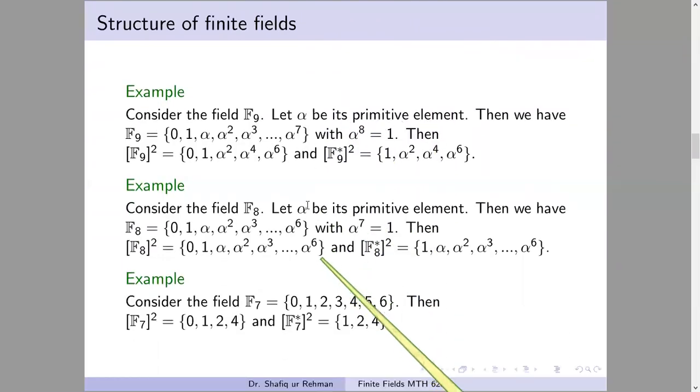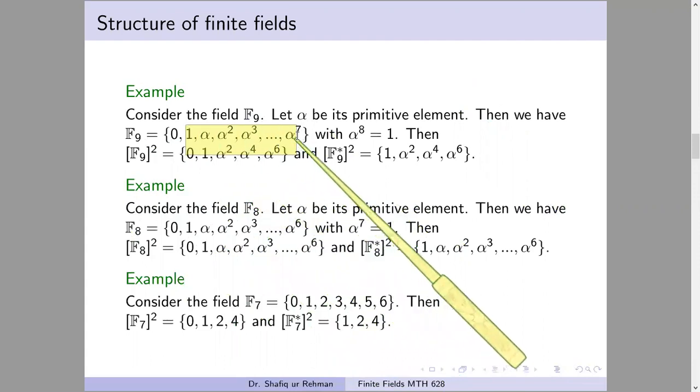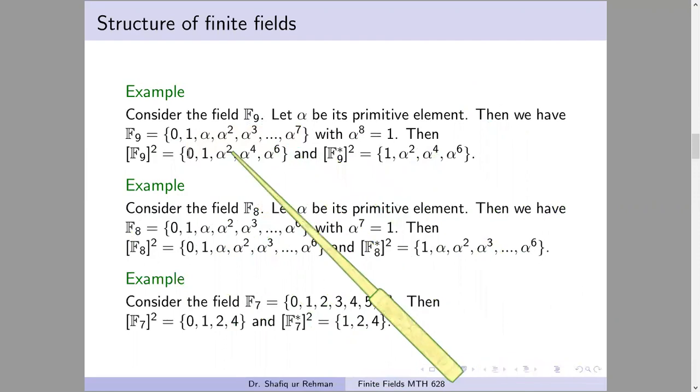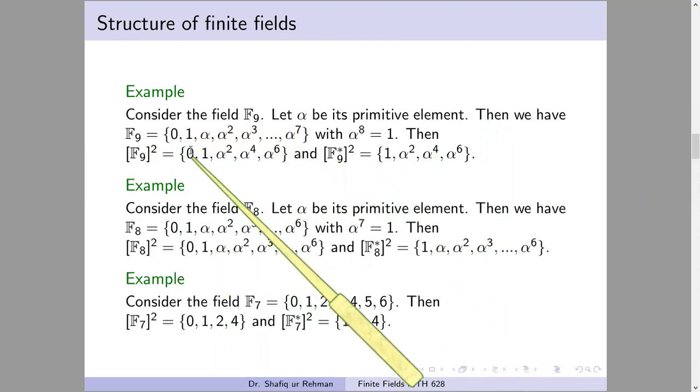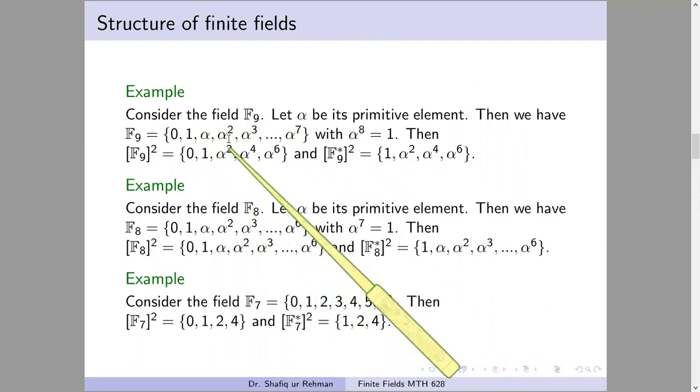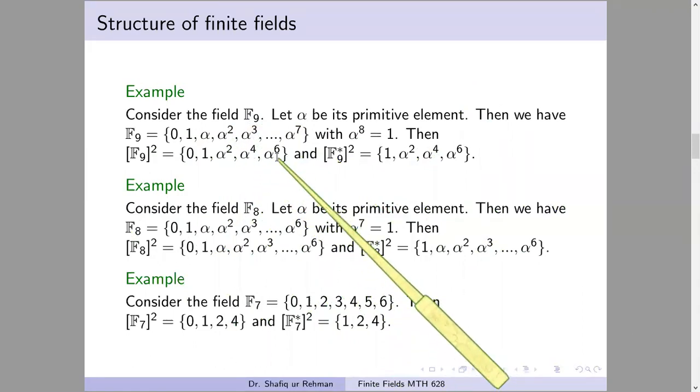Here we see another example. Consider the field F9. We can write F9 in many ways. One way is to use an irreducible polynomial, and one way is to use a primitive element. Let alpha be its primitive element. Then F9 can be written in this way: 0 and then a cyclic part of order 8. Then if we take the square of elements, 0 square is 0, 1 square is 1, alpha square is alpha square, alpha square whole square is alpha 4, alpha cube square is alpha 6.